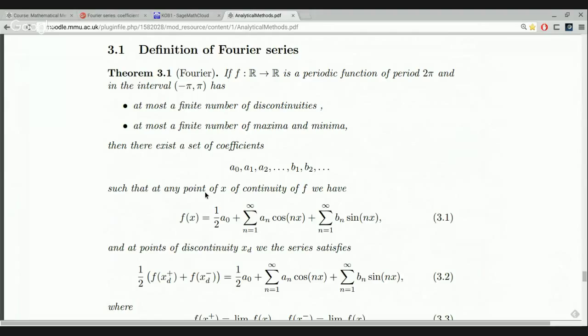We kind of slowly introduced ourselves to the definition of a Fourier series. And we looked at one example just to illustrate it, which was the square wave function, or more or less the Heaviside step function over the interval minus pi to pi. We looked at its Fourier series.